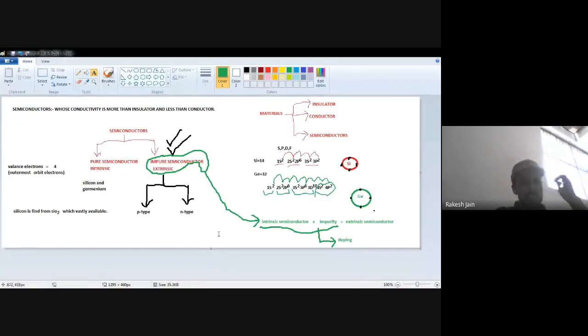which kind of impurity we mix. Actually, we mix trivalent or pentavalent impurity. You just see very carefully what I am going to teach you.